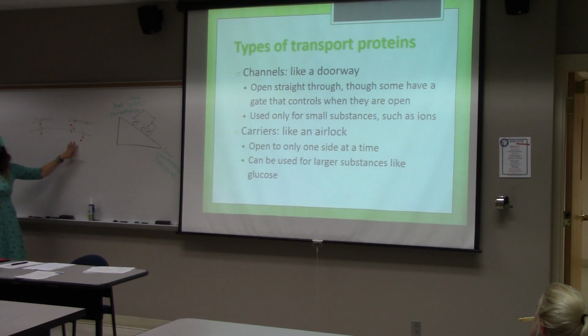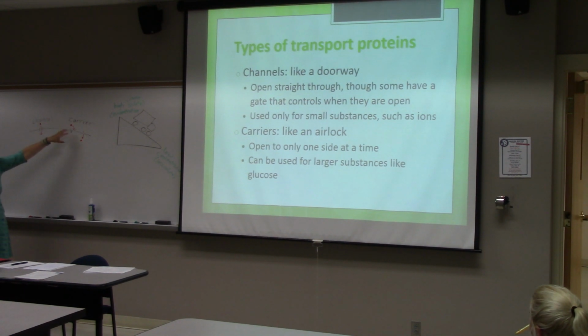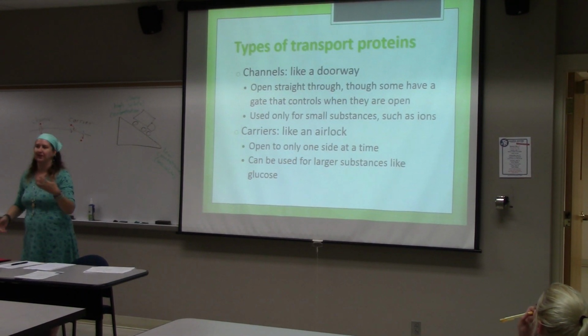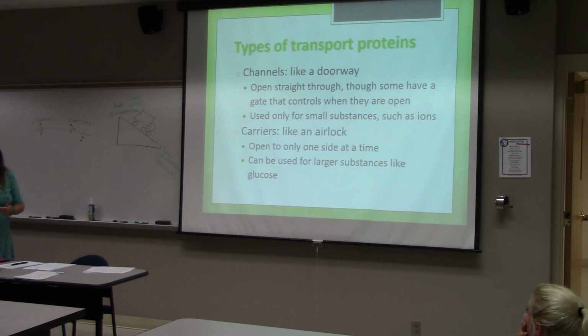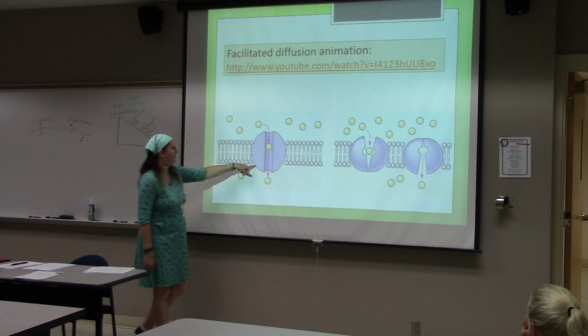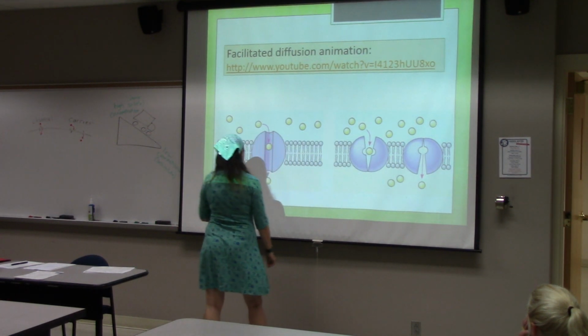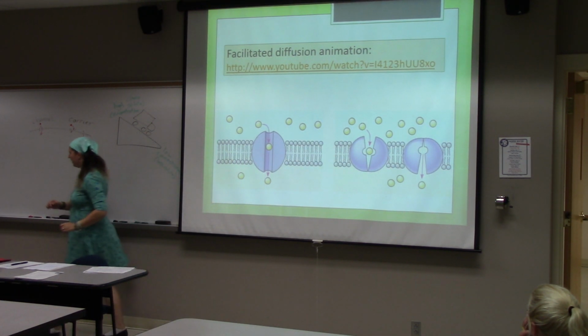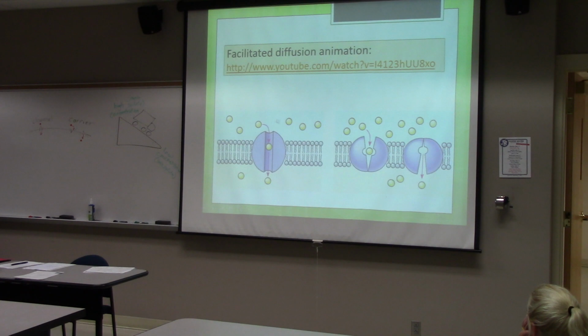Except that this freight elevator has a key so that only the right substance can make it go. If it didn't have a key, all kinds of things could sit in there and go across with the glucose. So all of your transport proteins are specific for what can go through them. You gotta have the right code to go through the door, even if the door is open. This illustrates a channel versus a carrier. And then here's an animation for facilitated diffusion.